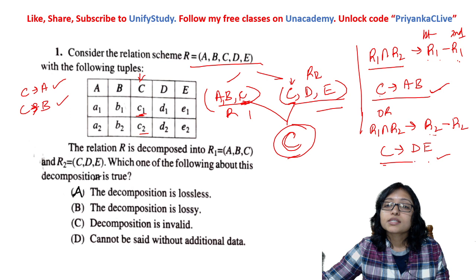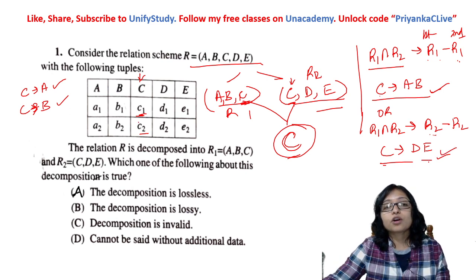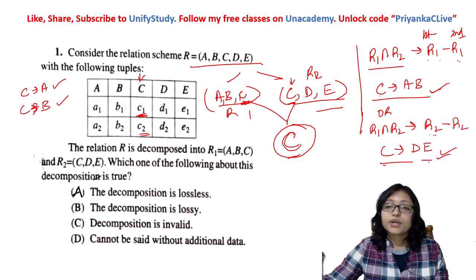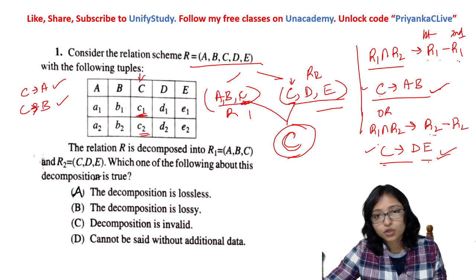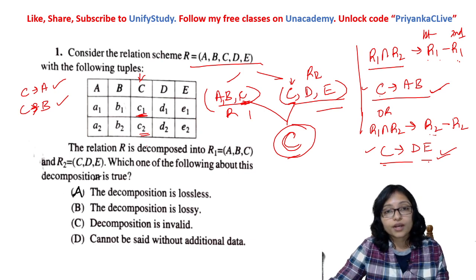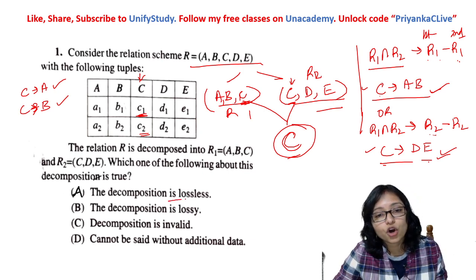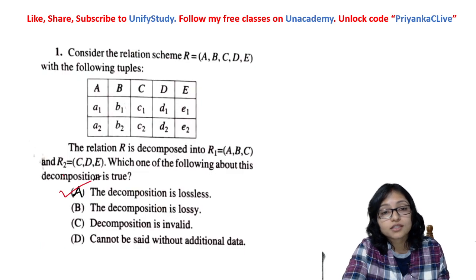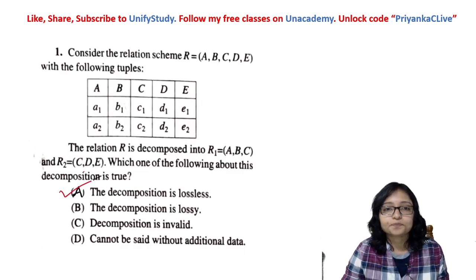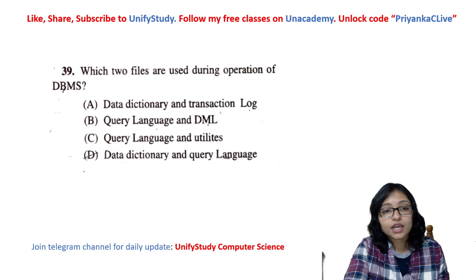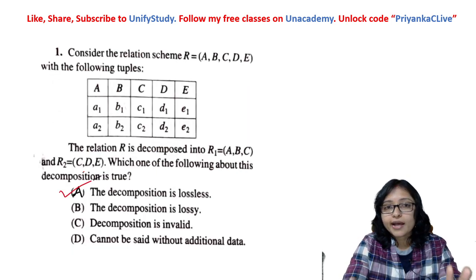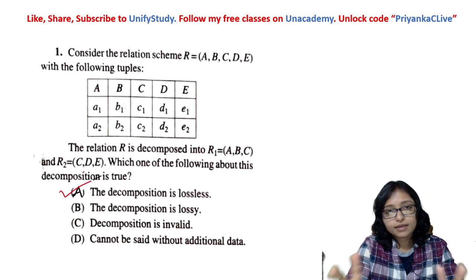Even C implies DE will also hold because it is different data. So DE will also hold. So here both are holding. So definitely our decomposition is lossless. This decomposition is definitely a lossless decomposition, and your answer will be option A. So these were the 3 questions from the functional dependencies. So I hope this is clear to you, and for those who attempt the SET exam, there are 2 more questions.